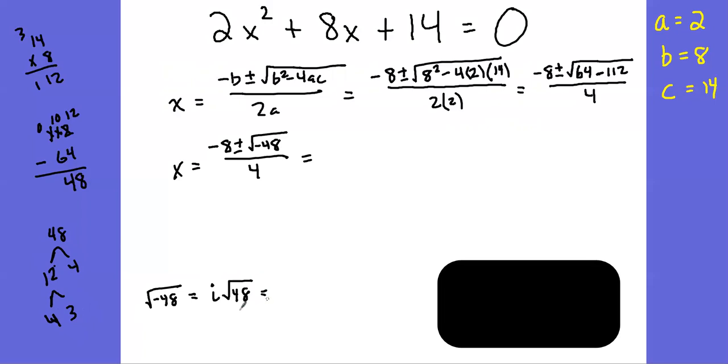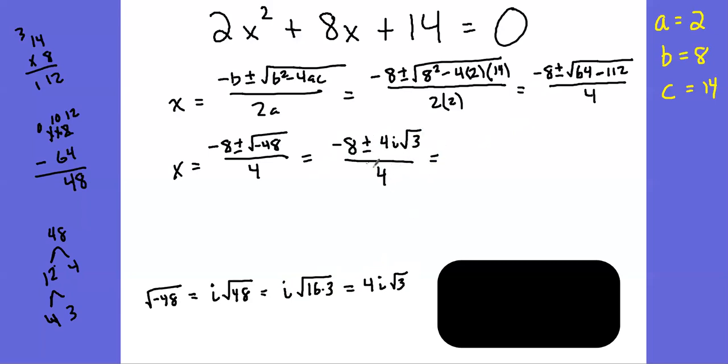So I could break this down to 2, 2, 2, and 2 on both of those, but the probably easier way to look at this would be 4 times 4 is 16. So 48 is just 16 times 3. We can root the 16. That's 4. We still have that i there, and we still have that 3 there. So this is going to be negative 8 plus or minus 4i root 3 all over 4.